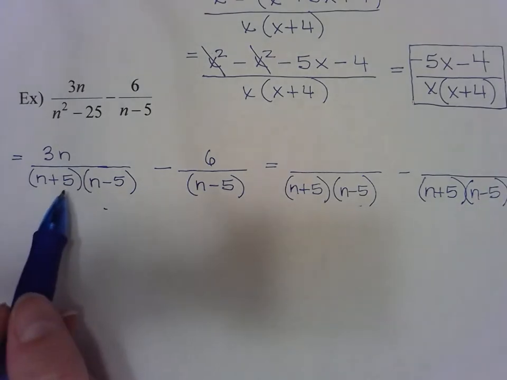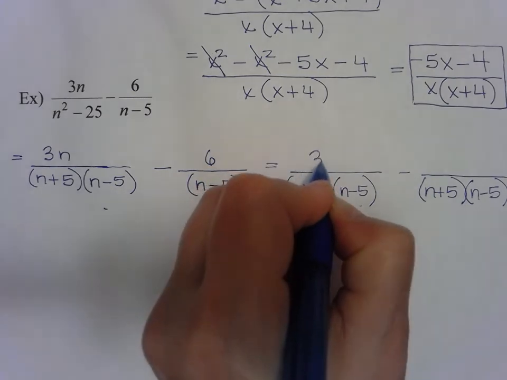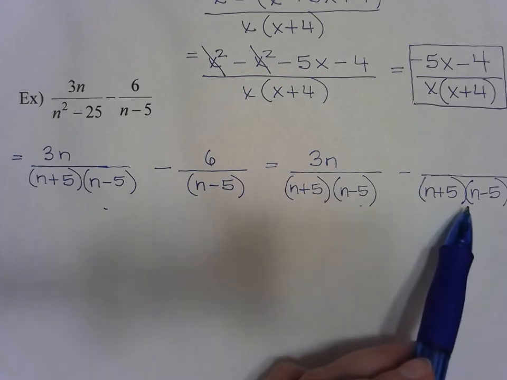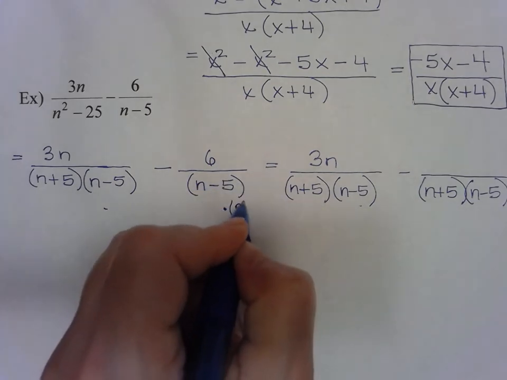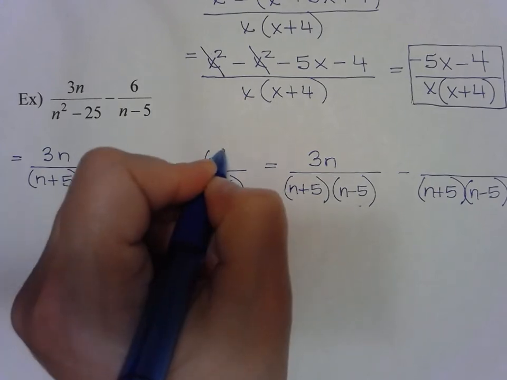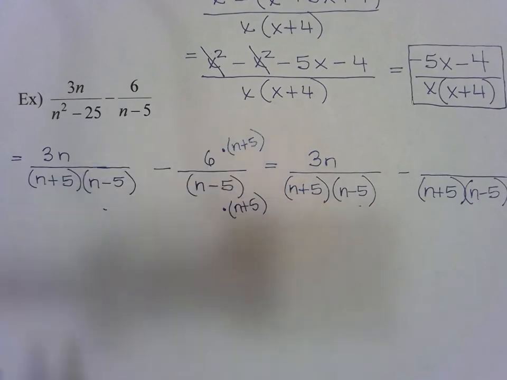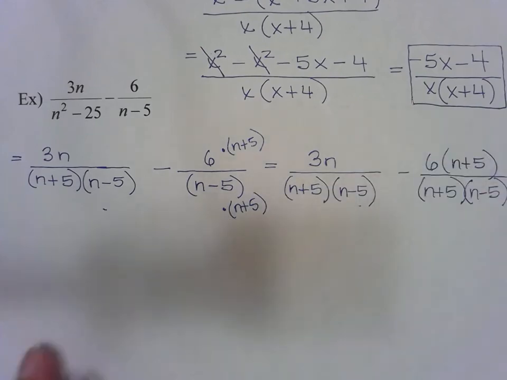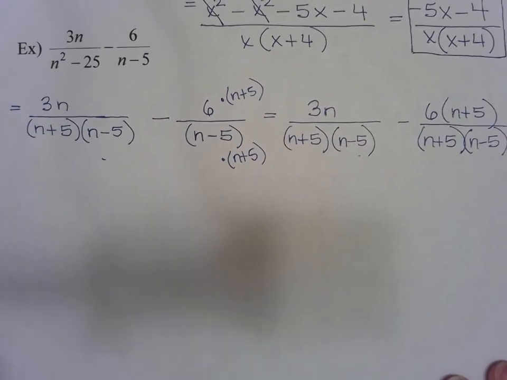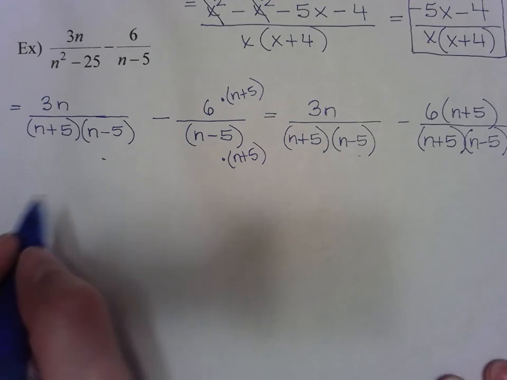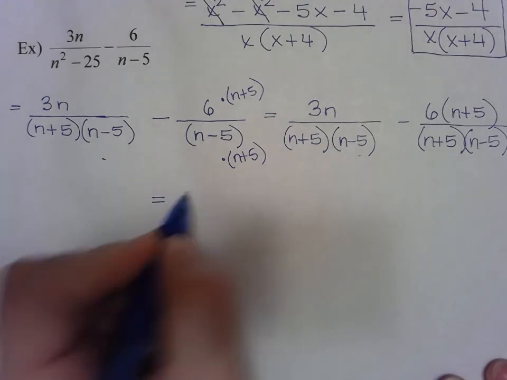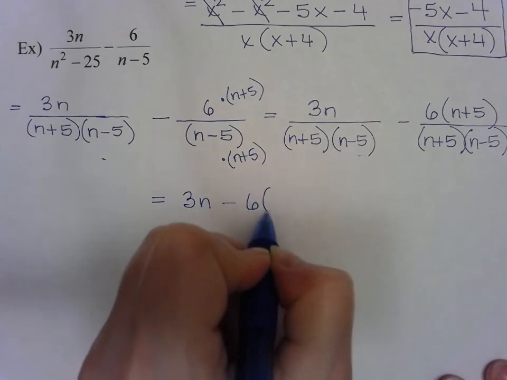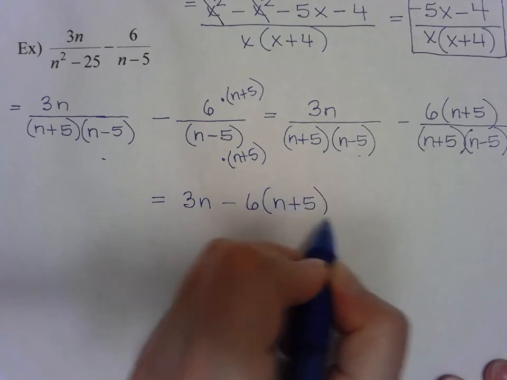Okay, so I really don't have to change the first fraction. I can leave that as 3n over the denominator. But the second fraction, in order to get this denominator, I have to multiply by n plus 5. And again, anything I do in the bottom, I have to do in the top. Okay, I'm going to come over here towards the middle now, so that if I combine that into one fraction, it's going to be 3n minus 6 times n plus 5.